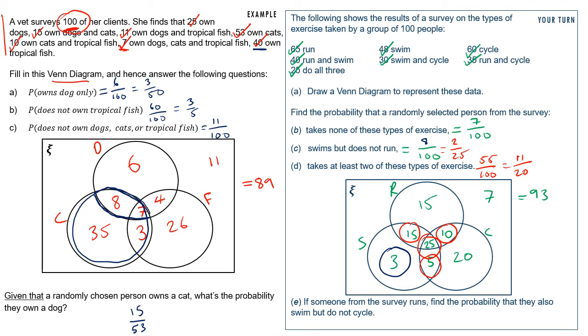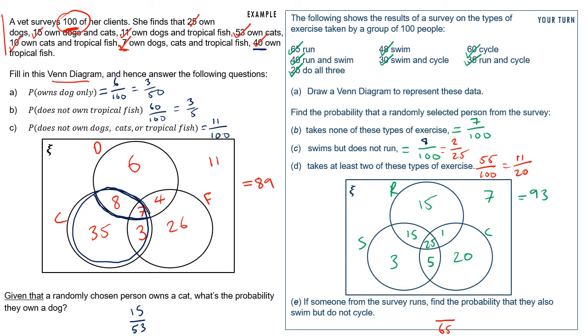Last question's a conditional one again. So if someone from the survey runs, find the probability that they also swim but don't cycle. So we're starting off just looking at the people who run. So that was 65 people who run. We need the probability. Oh, I've lost some of those numbers. You can see I'm not quite used to this pen and board yet, but I can patch it up.